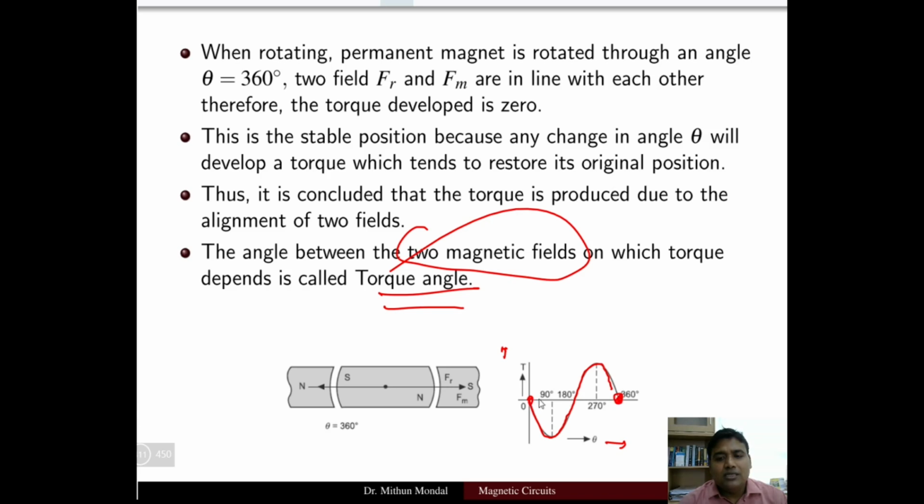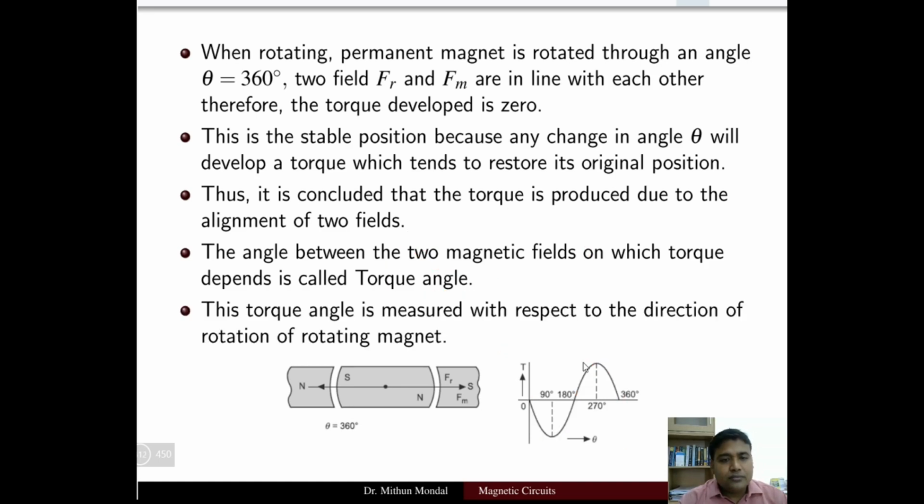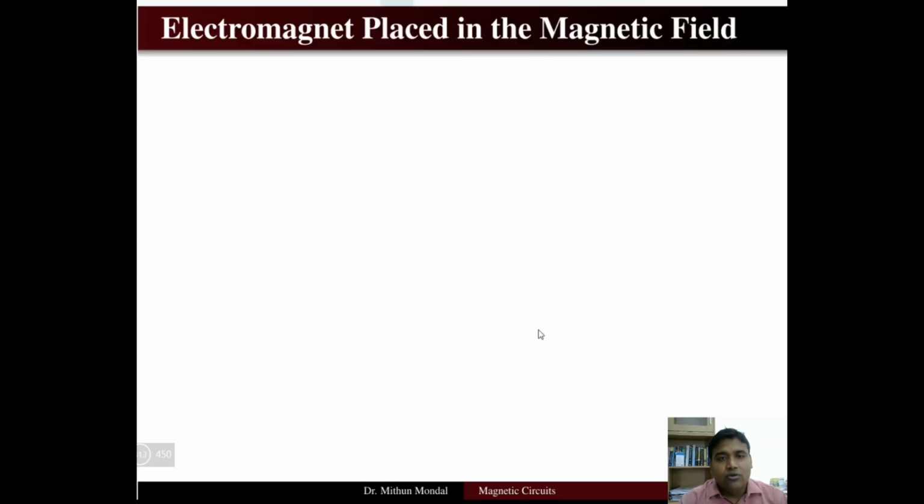So in the previous case our waveform was different but the shape was same, but here we have seen how from 0 to 360 degree the field torque is generated. Then the torque angle is measured with respect to the direction of the rotation of the rotating magnet that we know. Now the third case that we are going to take is electromagnet.